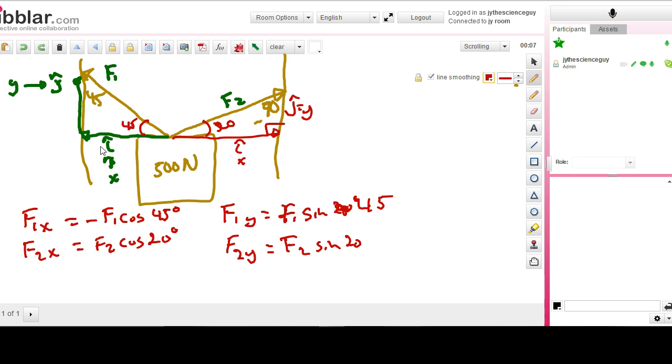Because this vector, the green one, and the red vector are in opposite directions, they cancel each other out. So you can say that those two parts are equal to one another. So f1x is equal to f2x. Because in order for this thing to be stable, those two vectors have to be exactly the same.